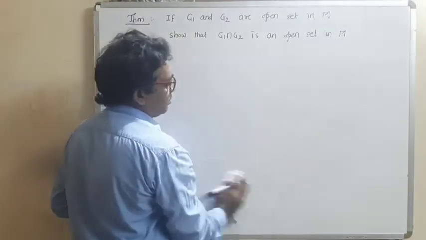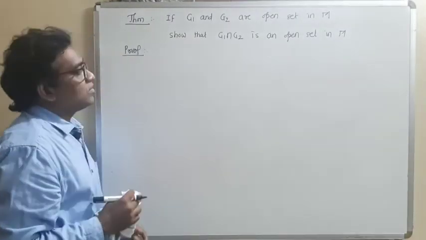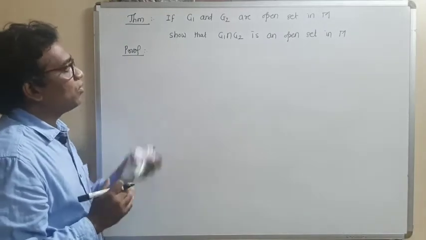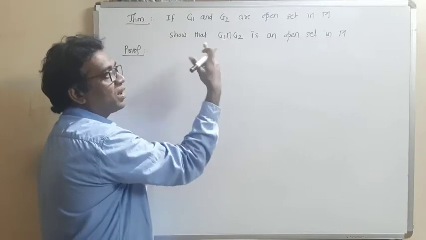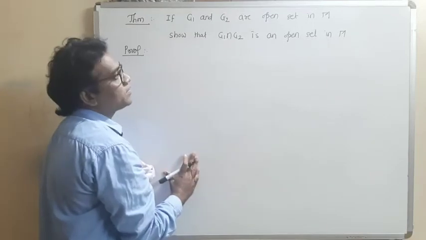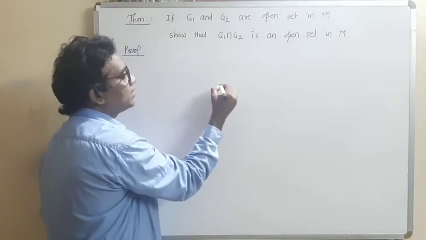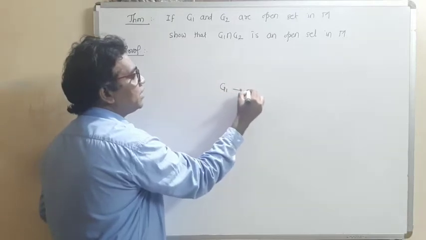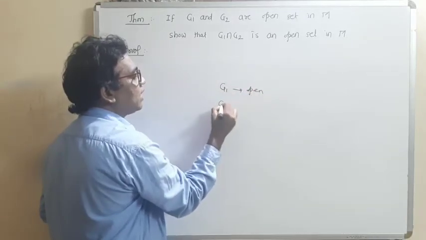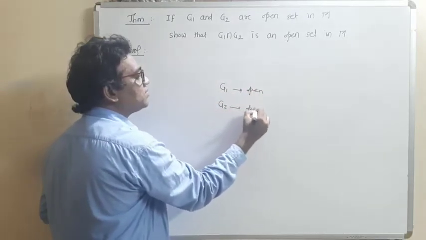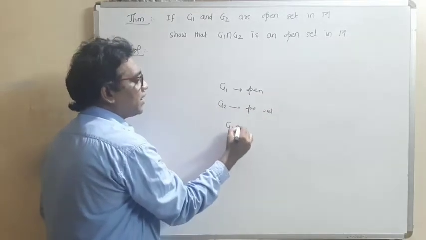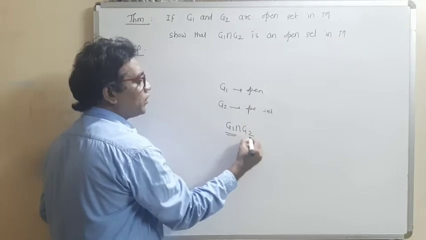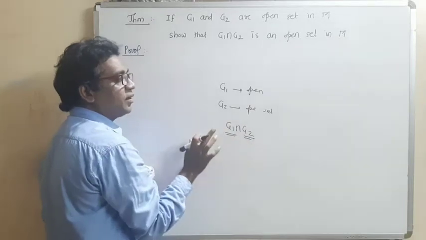Now let us take some properties of the open set. So this is our first property. Now what is this property? If G1 and G2 are open sets in a metric space, what is given? If G1 is an open set and G2 is an open set, then show that the finite intersection of two open sets is again open.